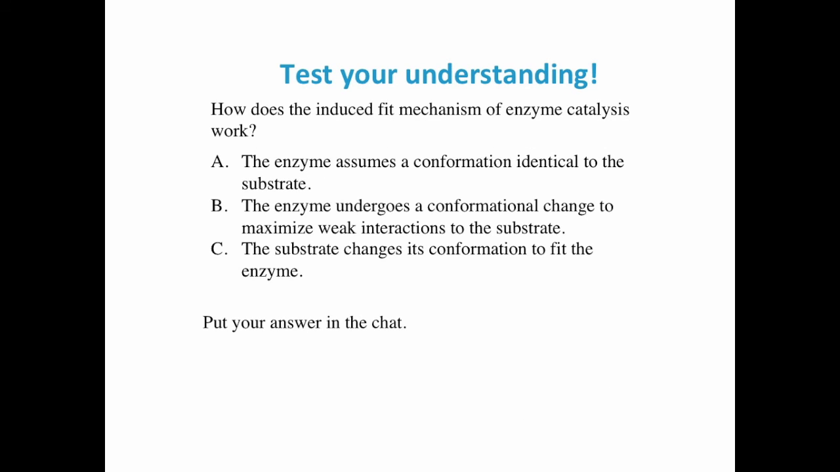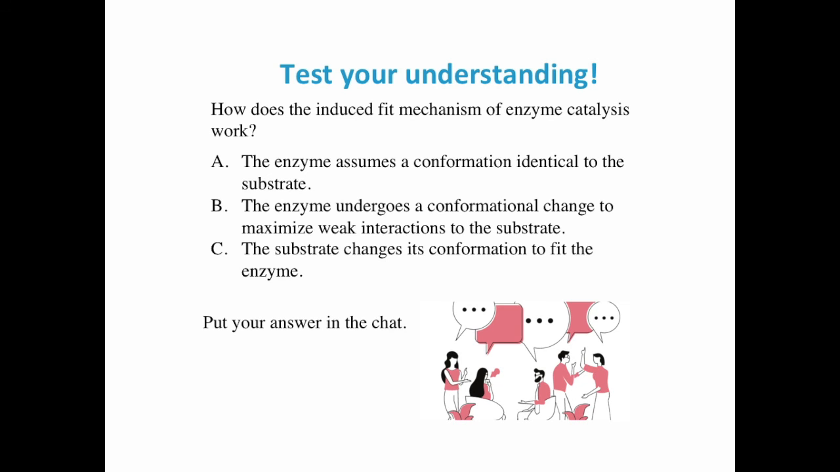Finally, how does the induced fit mechanism of enzyme catalysis work? A, the enzyme assumes a conformation identical to the substrate. B, the enzyme undergoes a conformational change to maximize weak interactions to the substrate. Or C, the substrate changes its conformation to fit the enzyme. Again, put your answer in the chat.